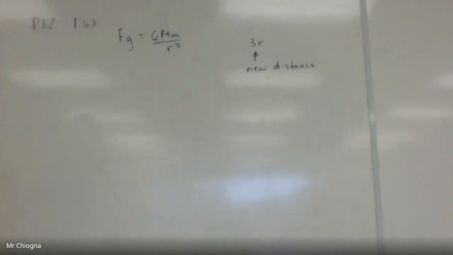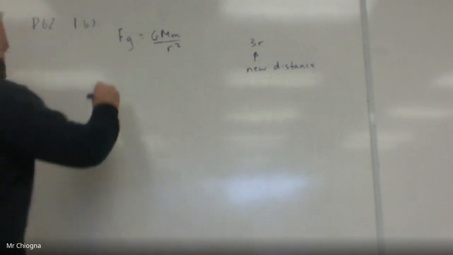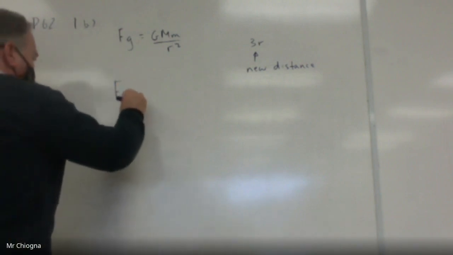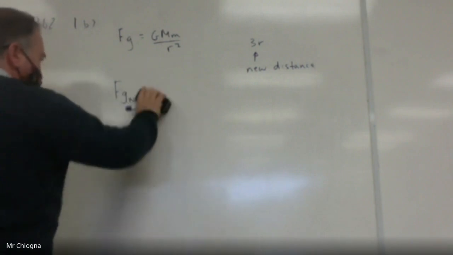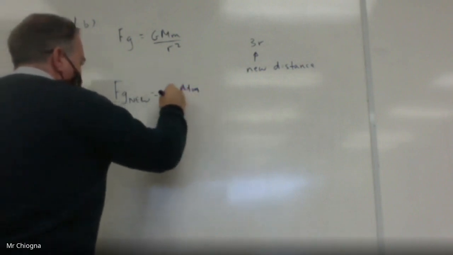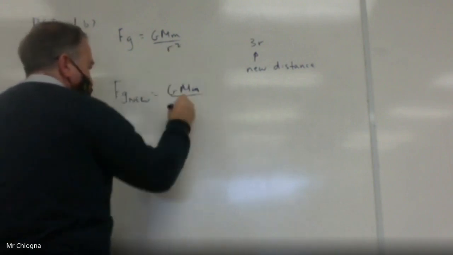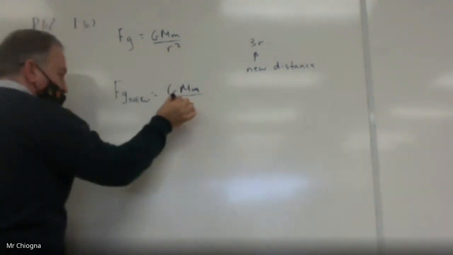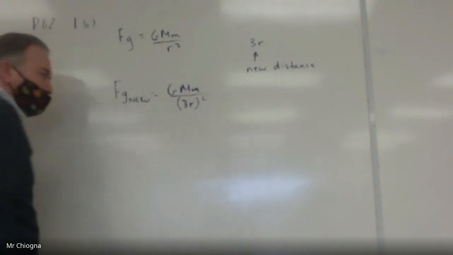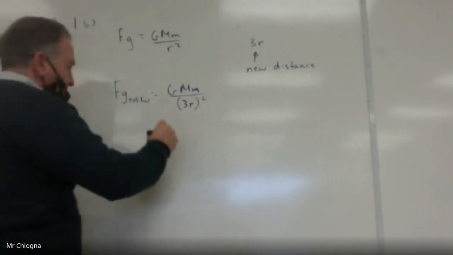Should be in frame, yeah. Okay, so what's the new force? When I ask questions at this point, it's just kind of to myself. But the new force is GMm over, not r anymore. The new distance is 3 times the original. So it's 3r. Square it. Don't forget to square it. Square the whole thing, not just the r. New distance is 3 times the original r. So what's this? It's very similar to what we did before.